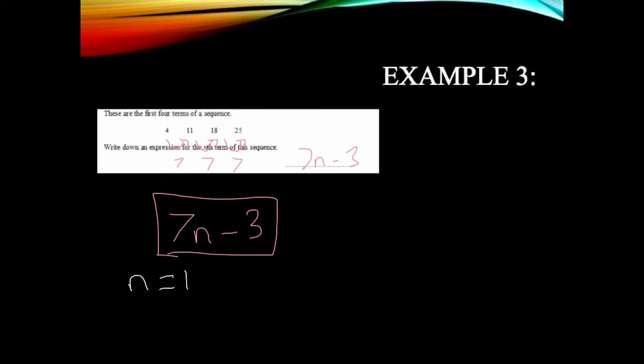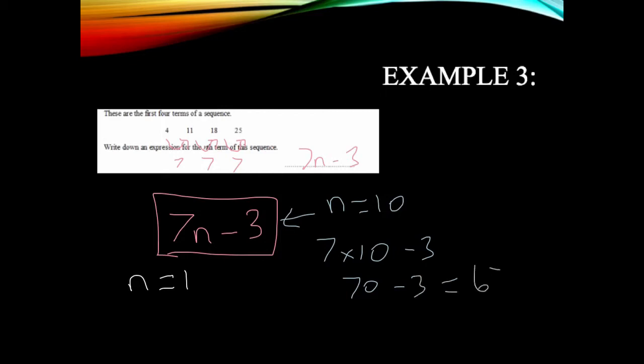So what we'd do if it was the 10th term, n would be 10. So we're going to use our algebra rules again and say if n is 10 using this rule, we've got 7 multiplied by 10, take 3. 7 times 10 is 70 minus 3, which is 67. So the 10th term in this sequence is 67.